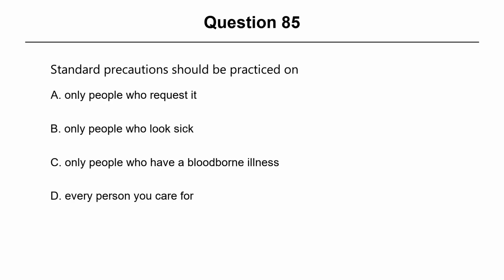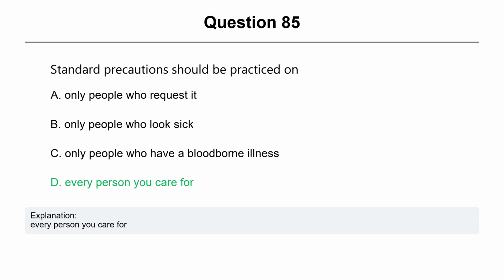Standard precautions should be practiced on: Option A, only people who request it. Option B, only people who look sick. Option C, only people who have a blood-borne illness. Option D, every person you care for. The correct answer is option D, every person you care for.